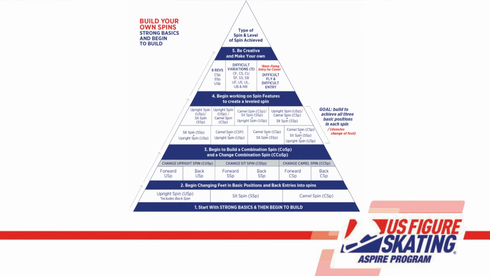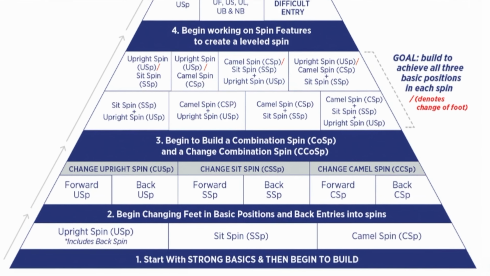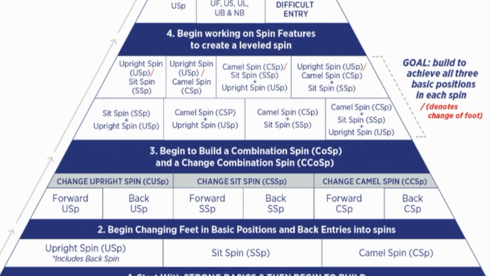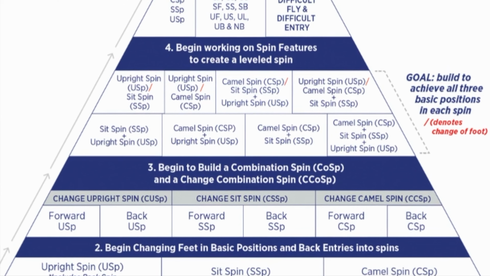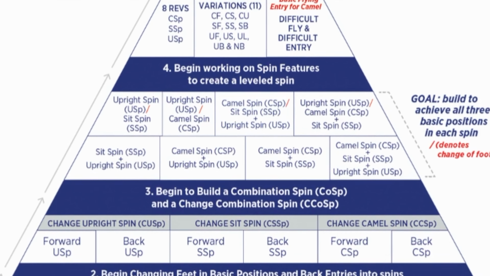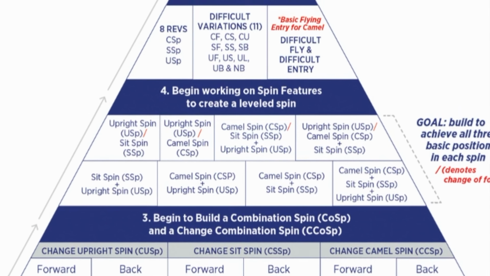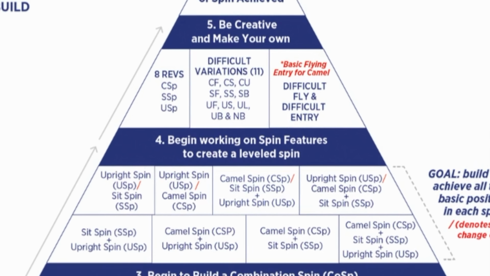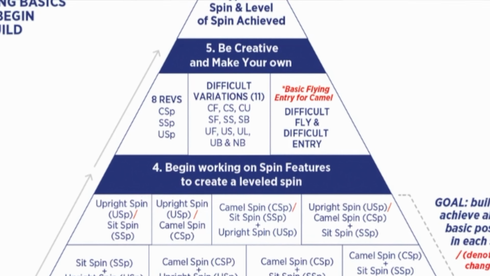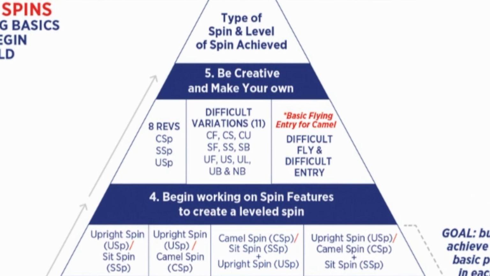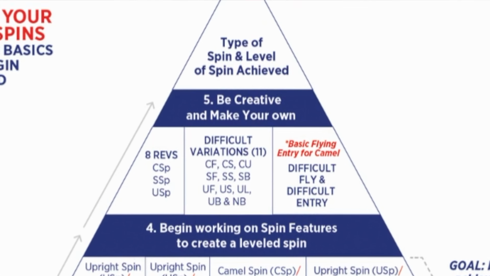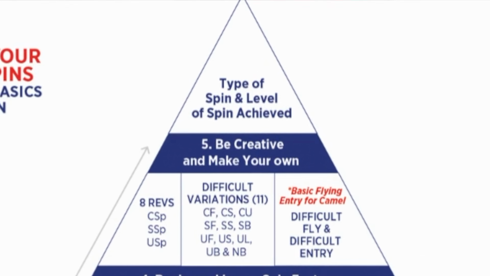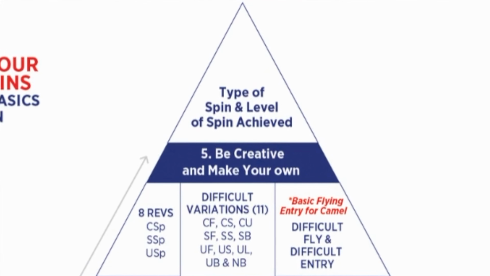The best way to approach your spins is to start with solid spins in your basic positions, upright, including your back spin, sit spins, and camel spins. Then begin to build on a combination spin and change combination spins. Start with forward upright to backward upright, then forward sit spin and backward sit spin. Then work on spin features to create leveled spins with the goal of achieving all 3 basic positions within each spin. Then get creative. Work towards 8 revolutions in a camel sitting upright. Add difficult variations and flying entries.